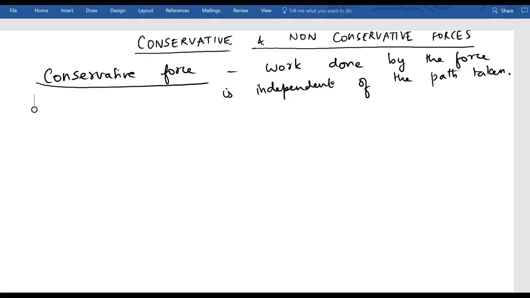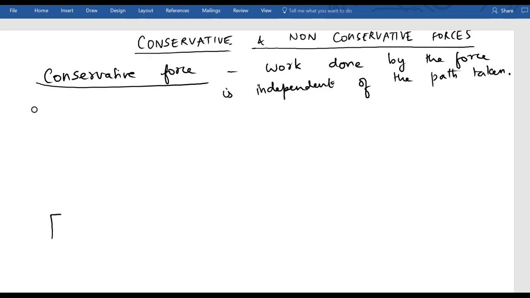In order to understand this, let's take an example of a conservative force. Gravity is an example of a conservative force, which means that the work done by gravity is not going to depend on the path taken by the object, but it depends on the initial position of the object and the final position of the object. So let's look at an example.